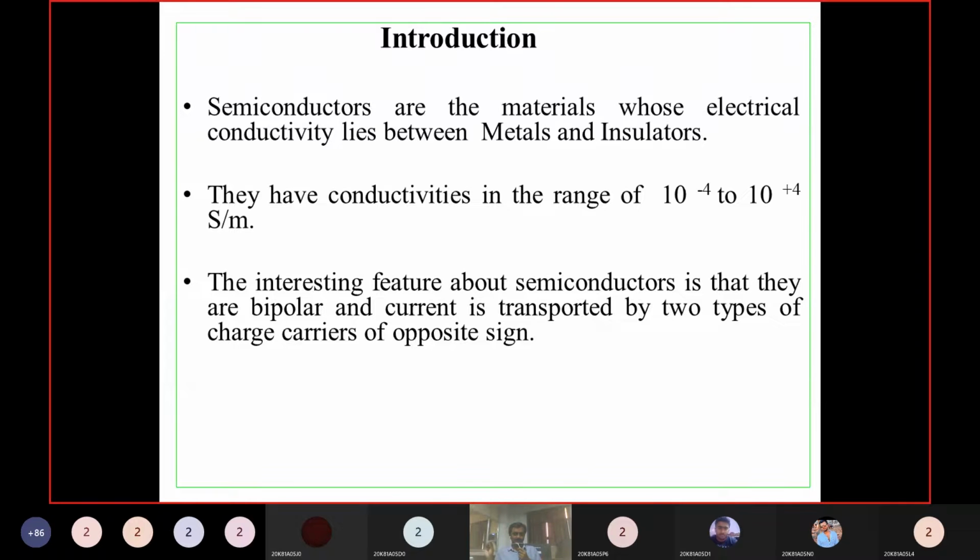Semiconductor material we will discuss. So that means if you take materials, there are so many types: insulators, conductors, semiconductors. So we'll discuss how they are classified, based on the conductivity also.